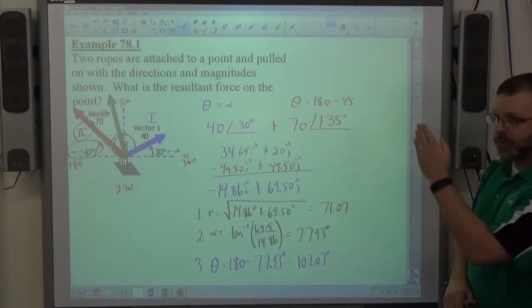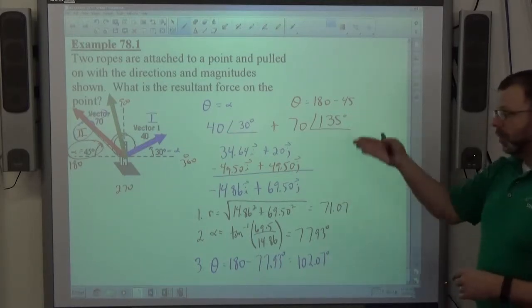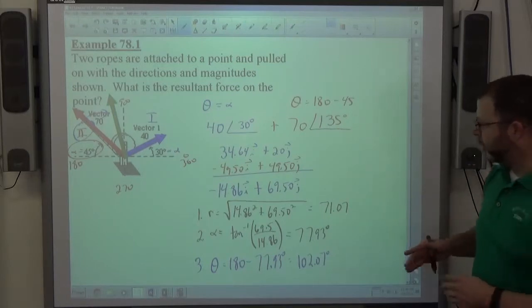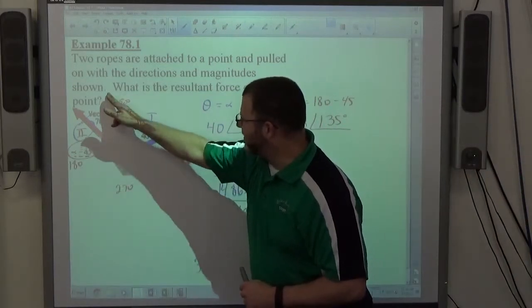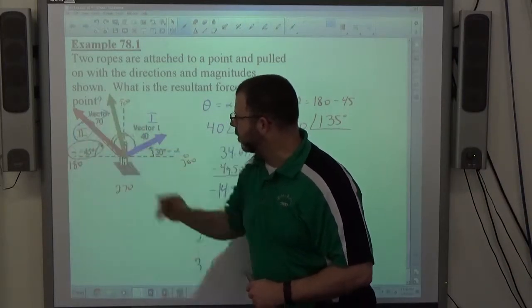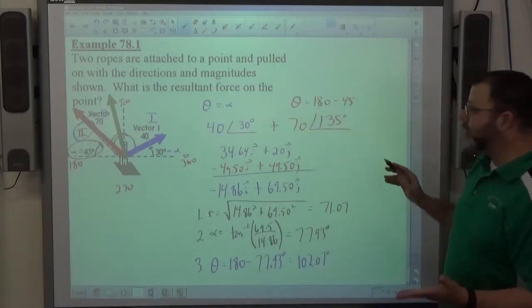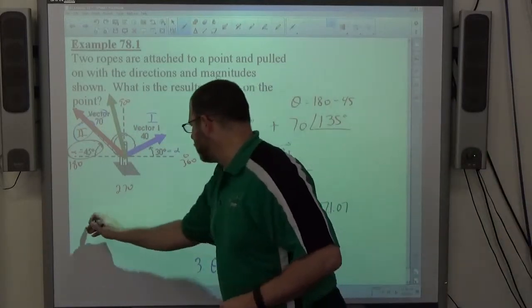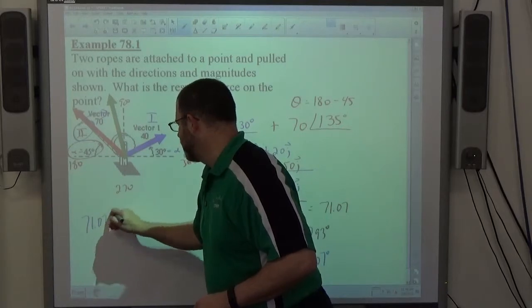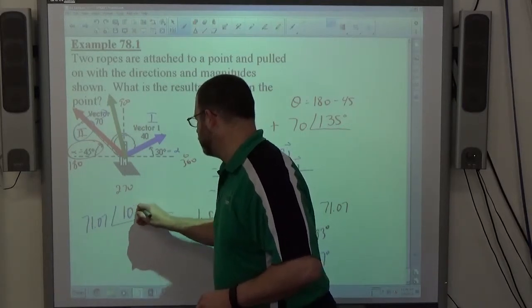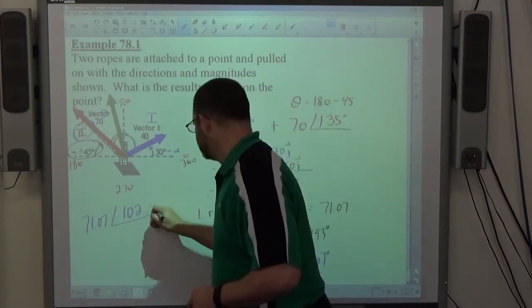About 12 degrees to the left of 90, right? Seems pretty reasonable based on the picture I drew. Again, 14.86 to 69.50, it goes a lot more up than it goes over. So the correct answer to the problem is 71.07 at an angle of 102.07 degrees.